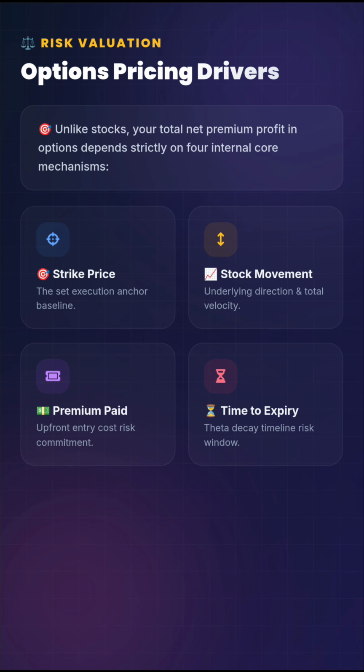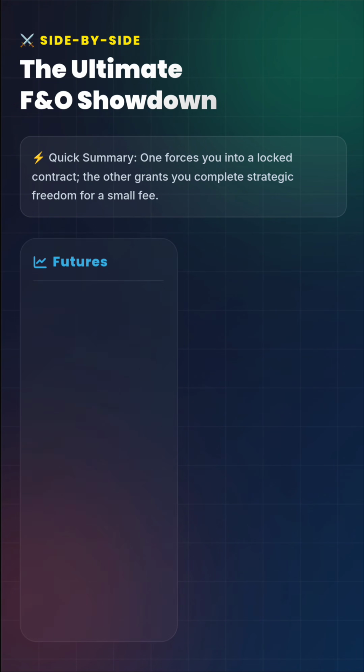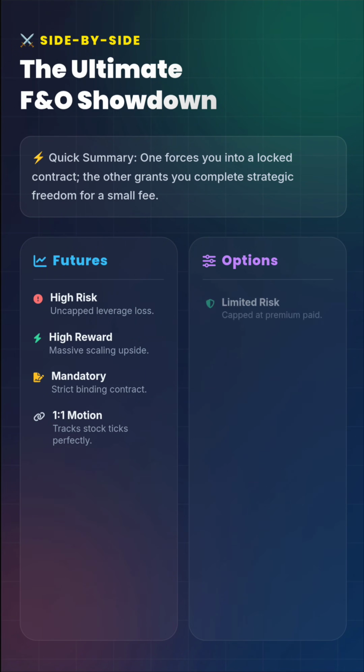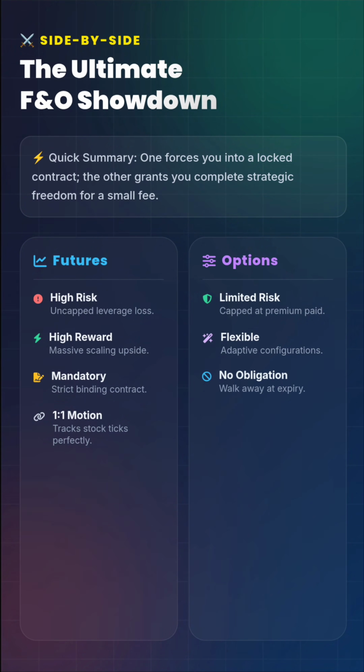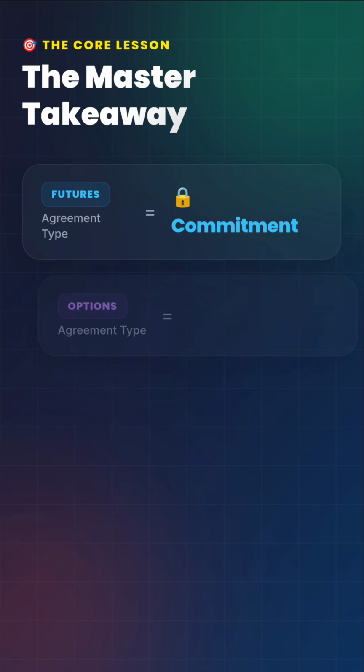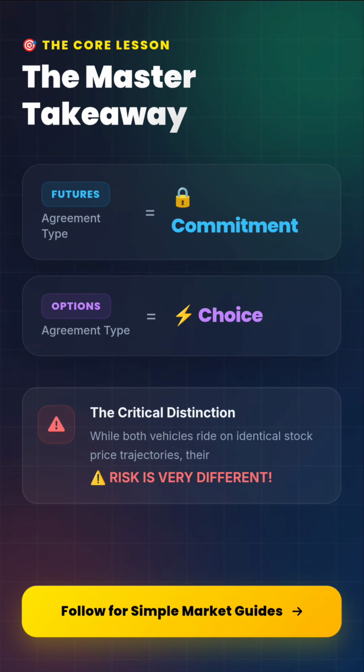Let's do a quick comparison. Futures are high risk, high reward, a mandatory contract, and move almost one to one with the stock price. But options have limited risk, are flexible, there is no obligation, and prices depend on stock plus volatility plus time. Final takeaway: futures means commitment, options means choice. Both move with stock prices, but risk is very different.